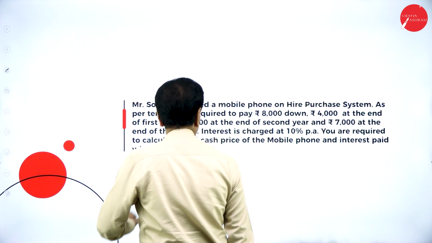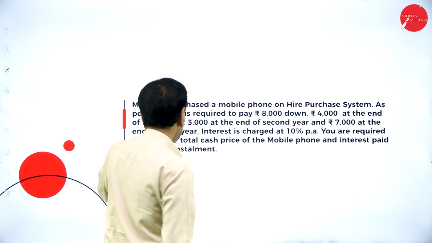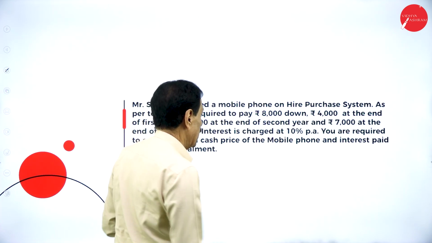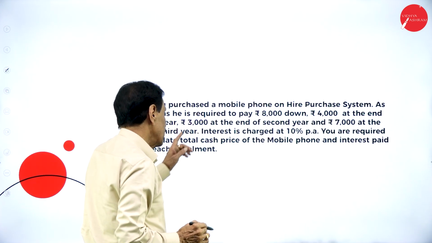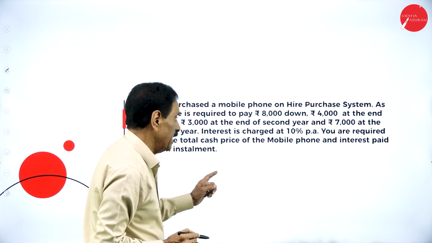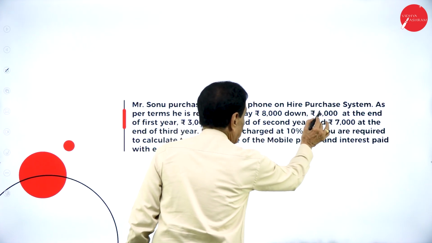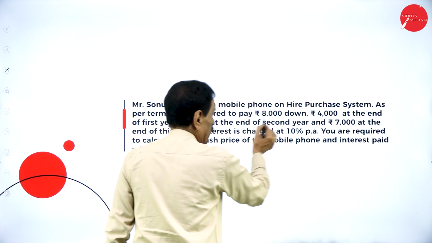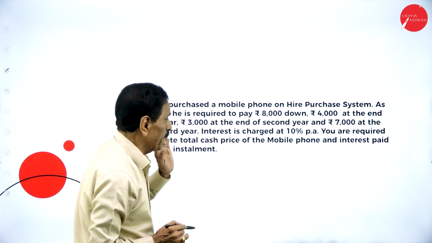Mr. Sono purchased a mobile phone on hire purchase system. As per terms, he is required to pay 8,000 down payment, 4,000 at the end of the first year, 3,000 at the end of the second year, and 7,000 at the end of the third year. So how much does he pay? 4 plus 3, 7 plus 7, 14,000 plus 8, 22,000 he is going to pay.